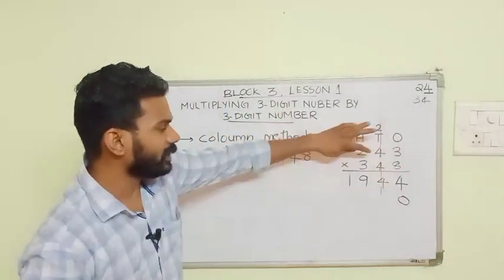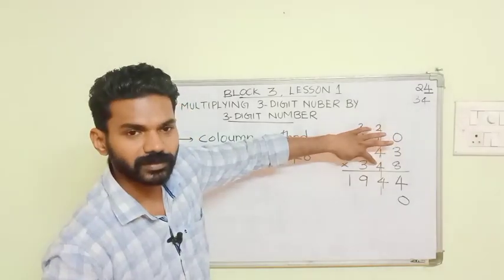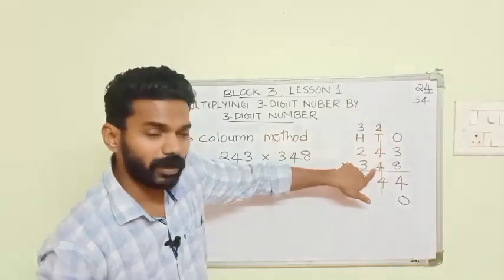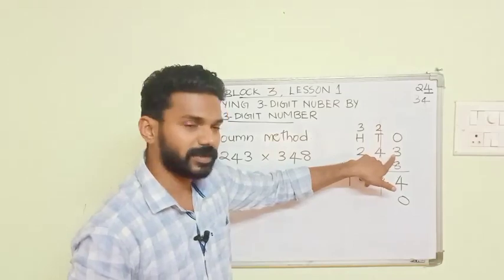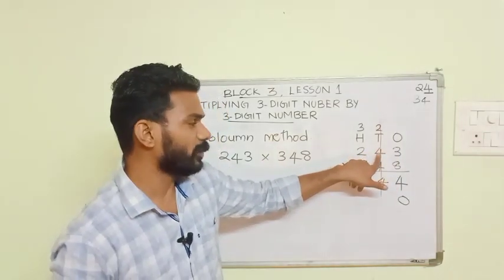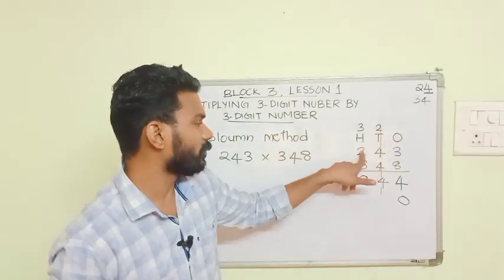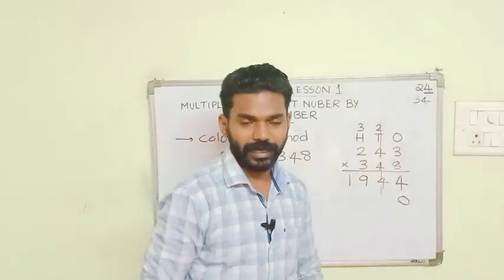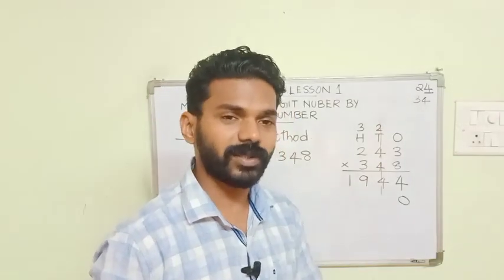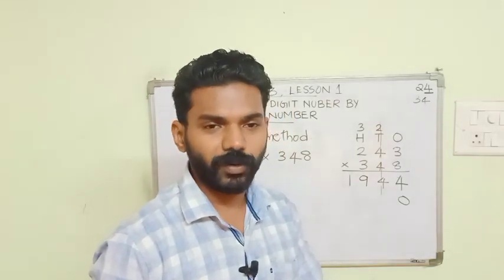Now we are getting into the tens place. This 4 has to be multiplied by 3, 4 has to be multiplied by 4, and 4 has to be multiplied by 2. And during this time there is a chance for regrouping.